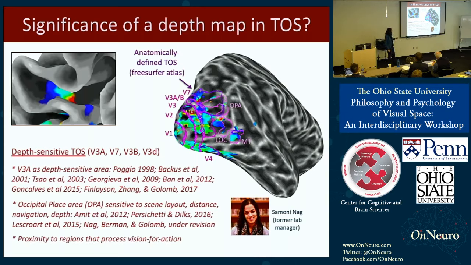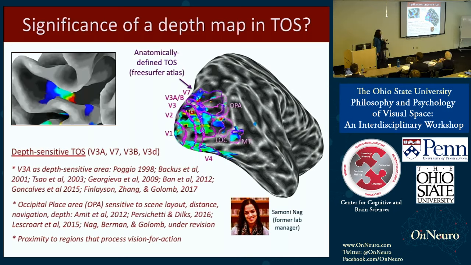If you notice, this dorsal region is also just very proximal to the parts of the brain that we typically think of as being important for vision for action. So, classic Milner and Goodale studies where someone has a lesion to that part of their brain and they can't reach and move things and put them at certain distances.